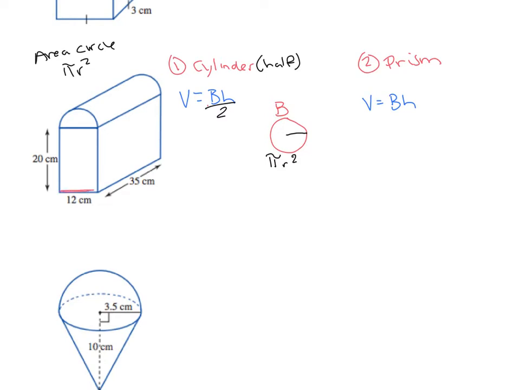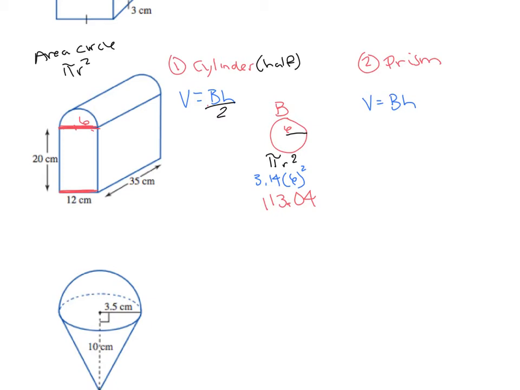Well, I can see here in this figure, this whole thing is 12, which is the diameter for the cylinder, which means our radius would be 6. So we're going to use 3.14 for pi this time. We're going to have 3.14 times 6 squared. So 3.14 times 6 squared is 113.04, which would be the capital B value.